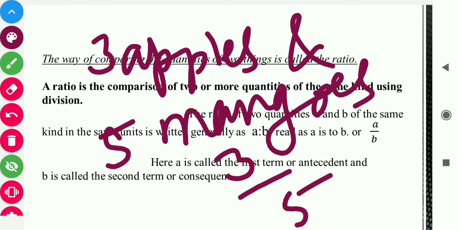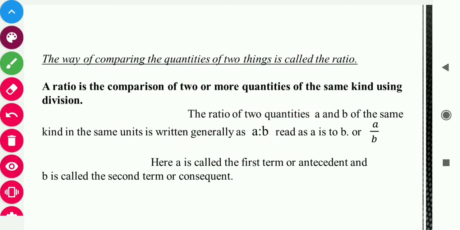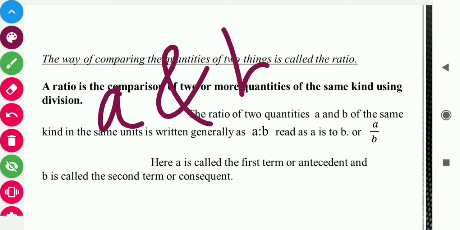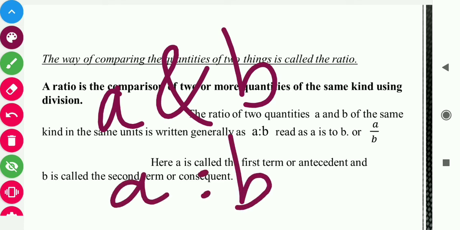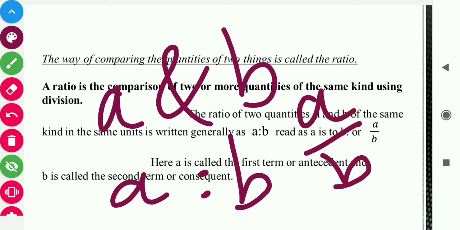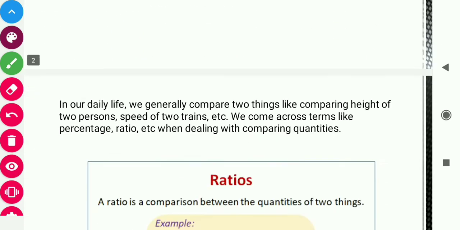So the way of comparing these quantities is called as what? A ratio method. So the ratio method is very important for comparing in our daily life. So the ratio of two quantities, say that the quantities are A and B, we can compare them. If they have the same units, then you can write the ratio as A is to B. We'll use this colon symbol, or you can write it as A by B.